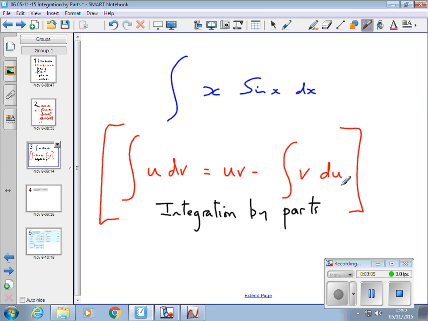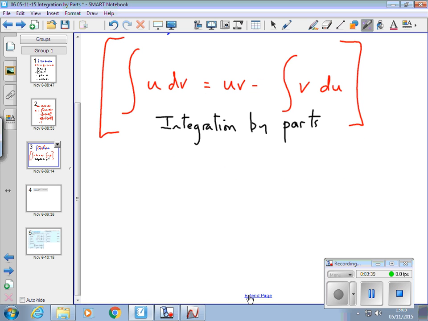So what we do is we're going to let this be u, which means that by definition this has got to be dv. So that's the first step, deciding which bit to call u and which bit to call dv. And how you decide is by thinking, well, which one of these, if I differentiate, will disappear.